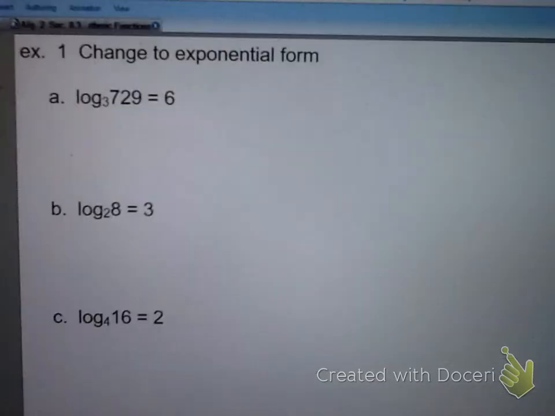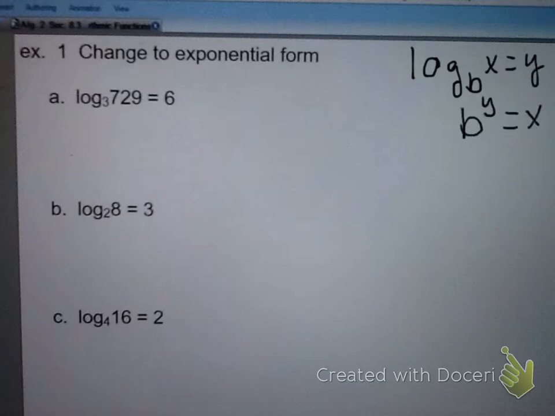Example 1, change to exponential form. Okay, I'm going to write my little formula again up here. Log base b of x is equal to y. That's b to the y power is equal to x. So to put log base 3 of 729 is equal to 6 in exponential form, that's 3 to the 6th power is 729. Now pause this for a minute, get your calculator out, and put in 3 to the 6th power, and you better get 729.